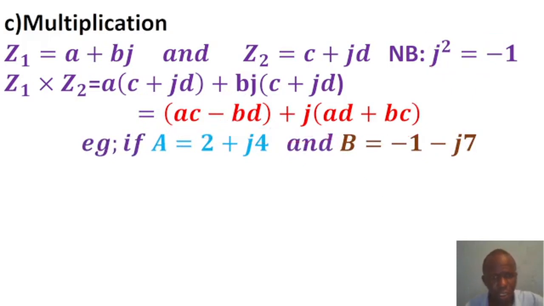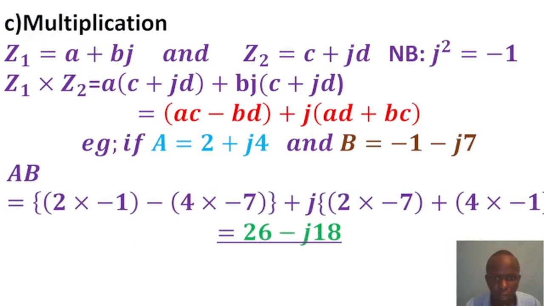Now let us look at a very simple example. E.g., if a is equal to 2 plus j4 and b is equal to negative 1 minus j7, then we are told to get the product of a and b. Then by adopting such substitutions, we are going to arrive at this.